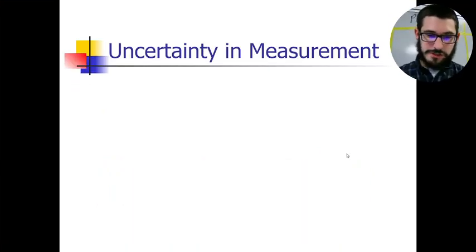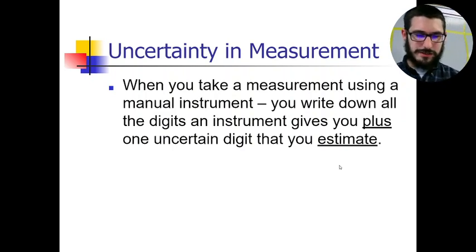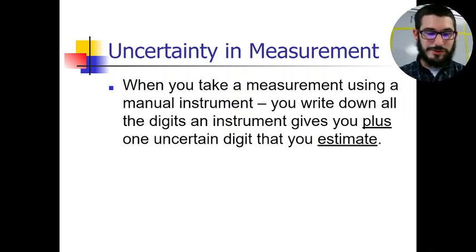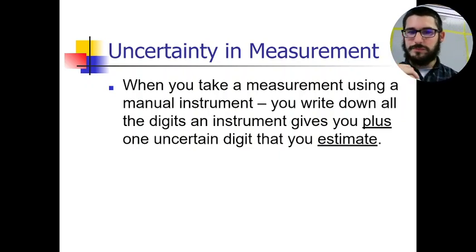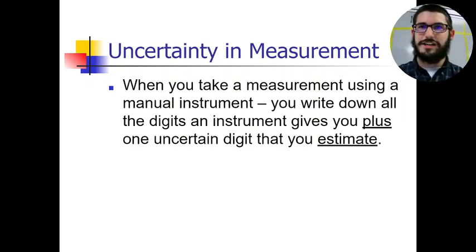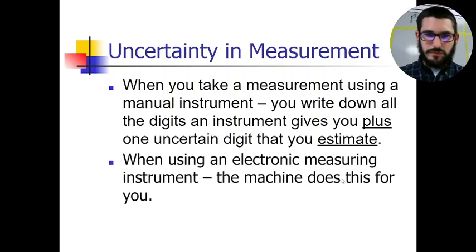So first, uncertainty in measurements. Why are we uncertain in measurements? Well, when you take a measurement using a manual instrument, you're going to write down all of the digits the instrument gives you plus one uncertain digit that you estimate. So that's like what we did with the graduated cylinders and what we did with the rulers. And when you use an electronic device, those already do that estimation for you, okay?